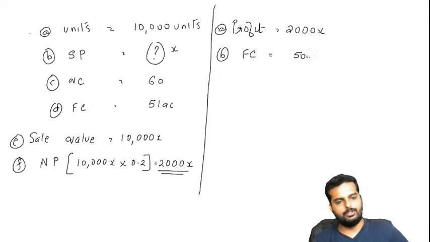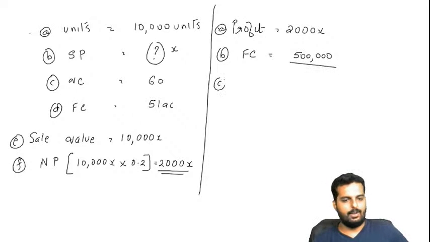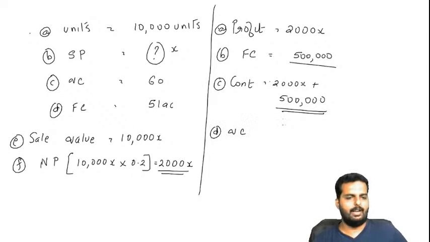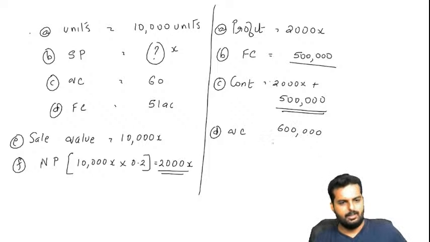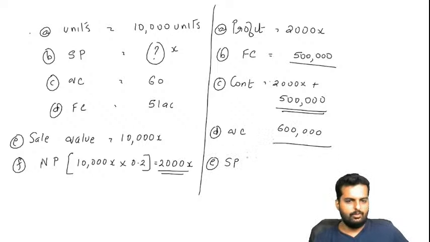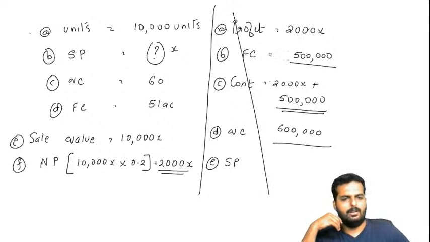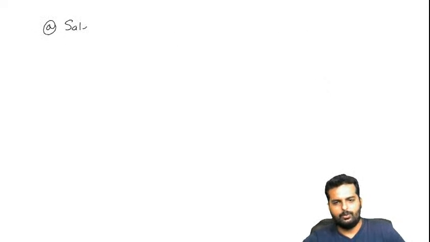My fixed cost is how much? 5 lakhs. So my contribution will turn out to be what? It will be 2,000 X plus 5 lakhs. Okay. My variable cost would now be 60 into 10,000. How much is that turning out to be? 6 lakhs. So my selling price should turn out to be, or friends, let me put it in a different way. Let's try this. I'll go up to down. That will be easier for you to understand. Sorry friends, don't get confused.